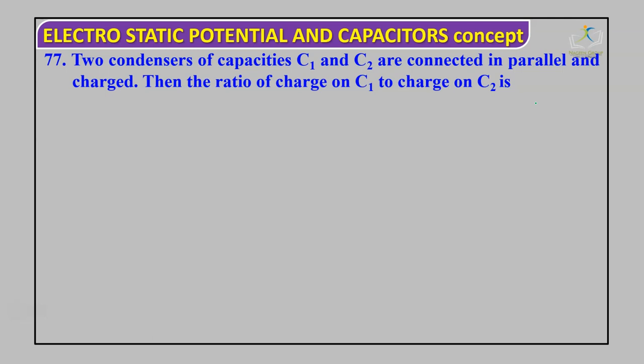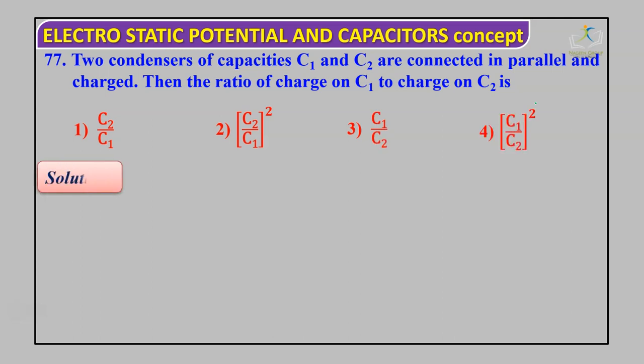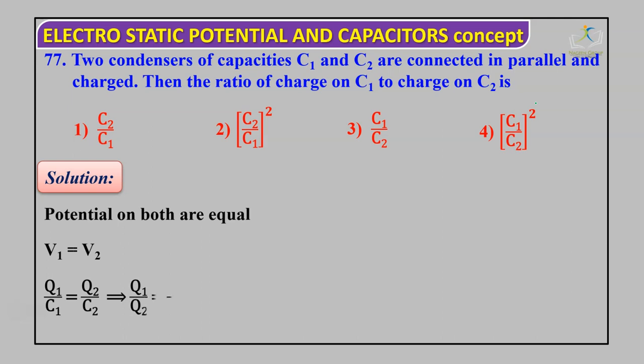Then the ratio of the charge on C1 to the charge on C2 is the ratio C2 by C1, or C2 by C1 whole square, C1 by C2, or C1 by C2 whole square. So let us see the solution firstly. Potential on both is equal, so V1 is equal to V2. Q1 by C1 is equal to Q2 by C2, so Q1 by Q2 is equal to C1 by C2. Hence we can say that the correct answer for this question is option 3.